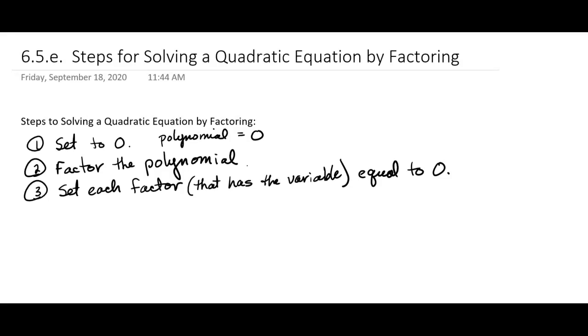Okay, so you set each factor, and the factor has to have the variable in it, equal to 0. Now, not all factors have a variable. You can have a constant factor. That'll happen on some problem that we're going to do.